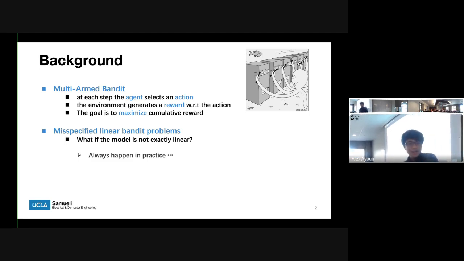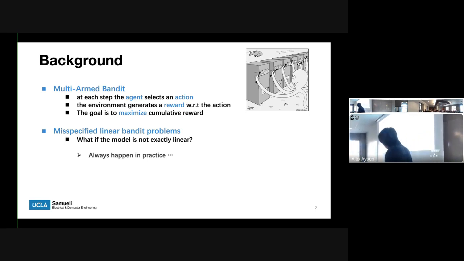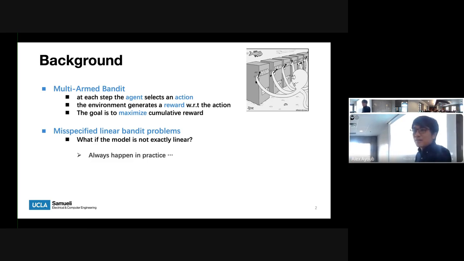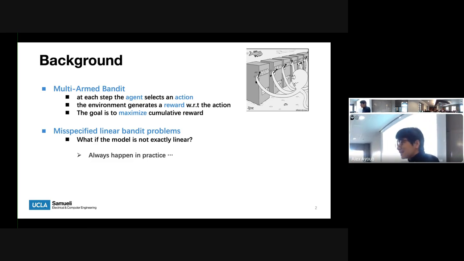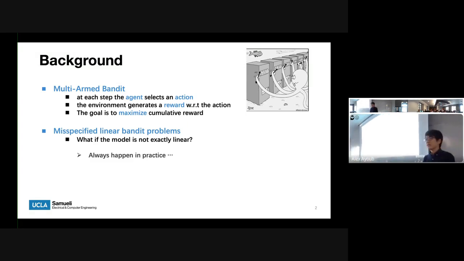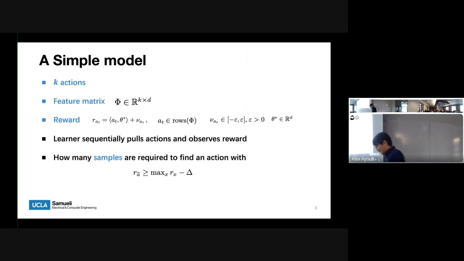Usually we want to address multiple arms, so we usually do linear bandits, assuming that the underlying model has a linear structure. But that is usually not exactly the case, especially in practice. Even though you assume it's linear, it's not necessarily linear. That will be a misspecification: there is some mismatch between the assumed model and the ground truth. That's what we call misspecification, and then what should we do if that happens? That is the question we're trying to answer in this talk.